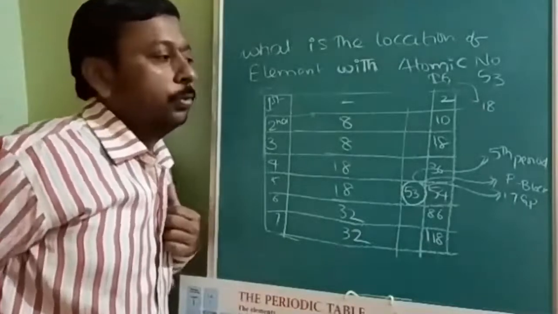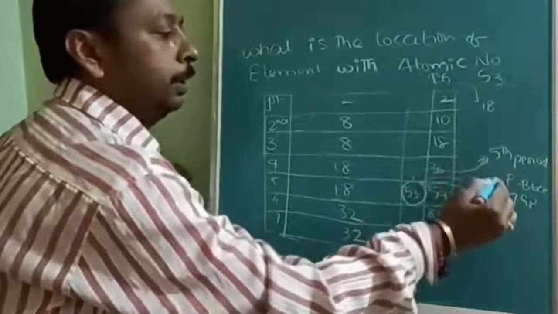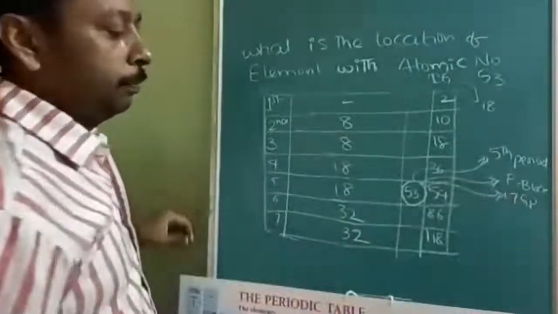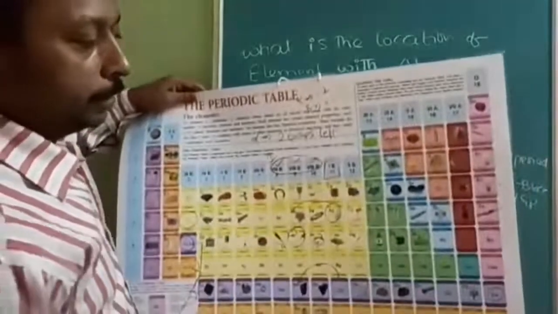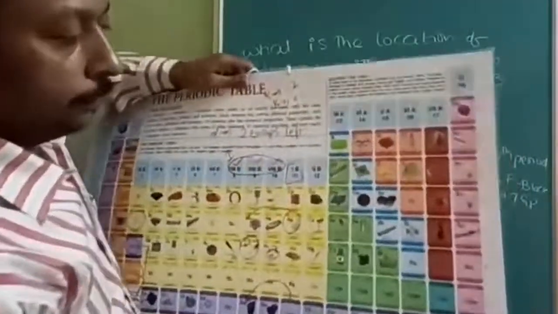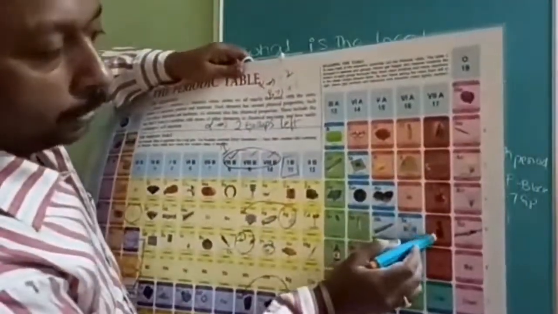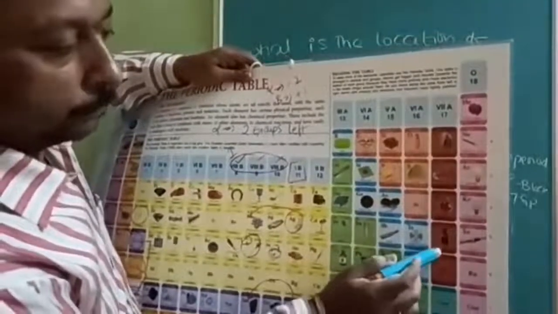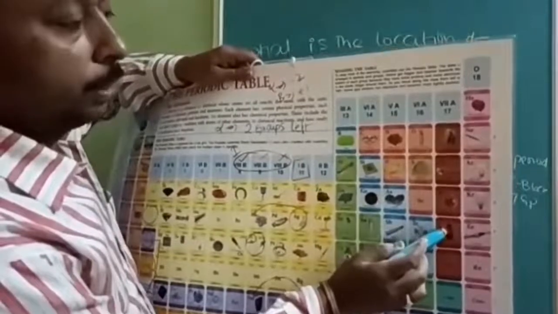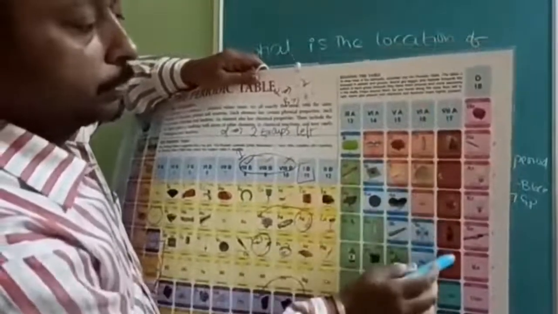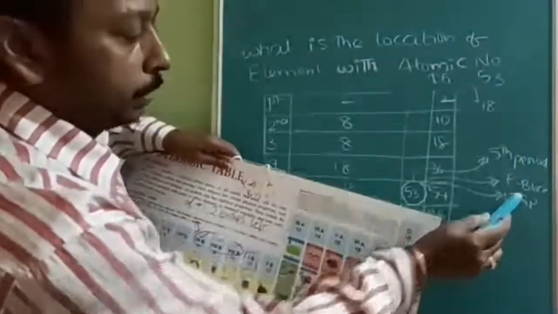Okay. So does this magic work? Is this foolproof? Let's check with the live proof. Okay. 53. See here, 53 is iodine. Iodine's atomic number is 53. It belongs to the 17th group.